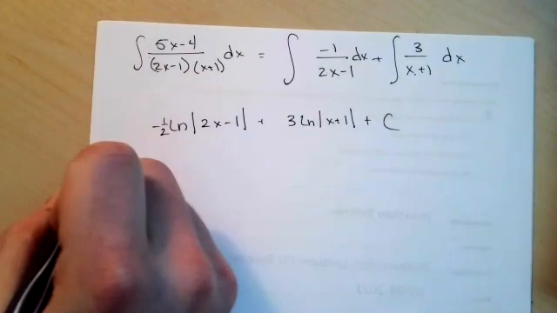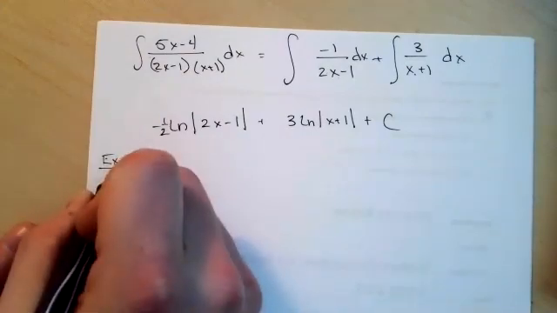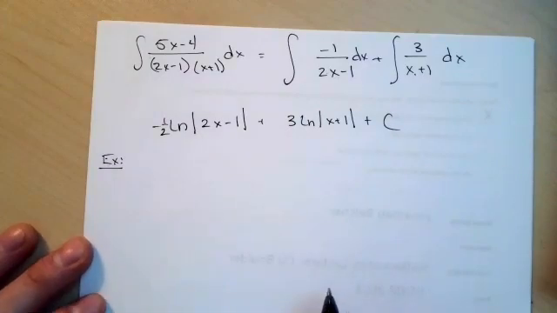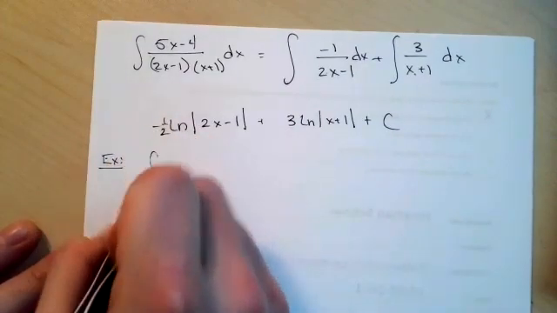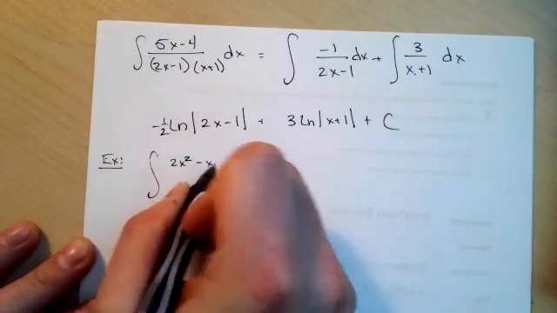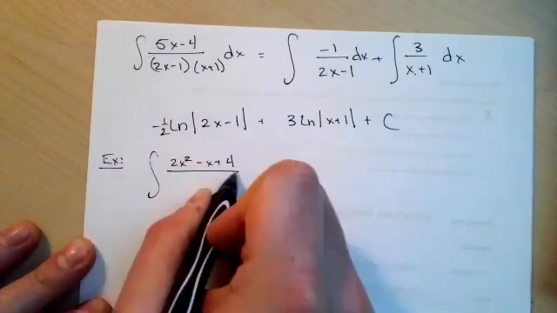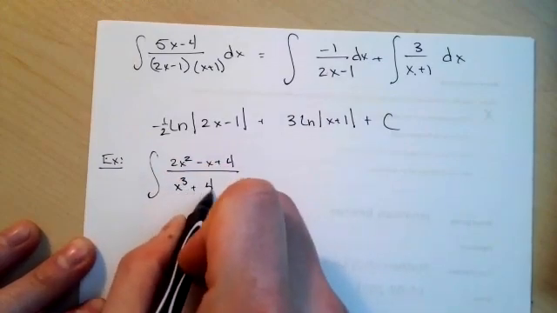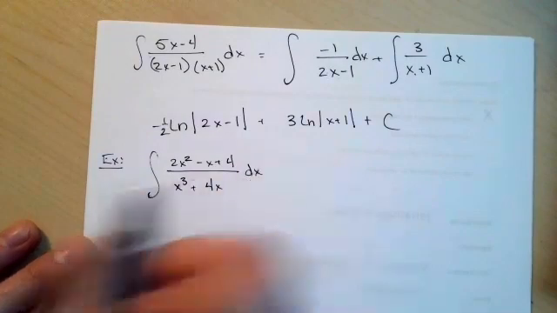All right, so let's take a look at some more examples. And let's get a little more complicated. Let's do one. Let's see, I've got the integral of 2x squared minus x plus 4 over x cubed plus 4x dx.